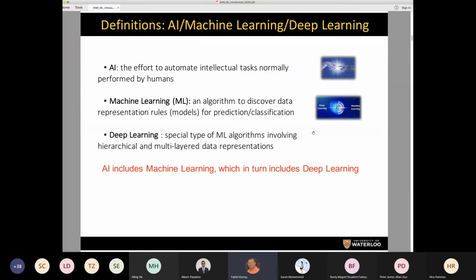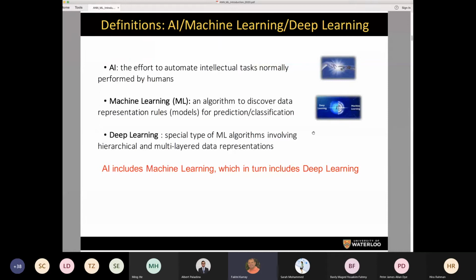At that particular time, the bar was set too high for achieving artificial intelligence, and people thought that AI was going to solve all types of problems that a human has been accustomed to solving, in much faster time. But this has proven to be a little bit difficult to achieve, as we are going to see in the next set of slides.